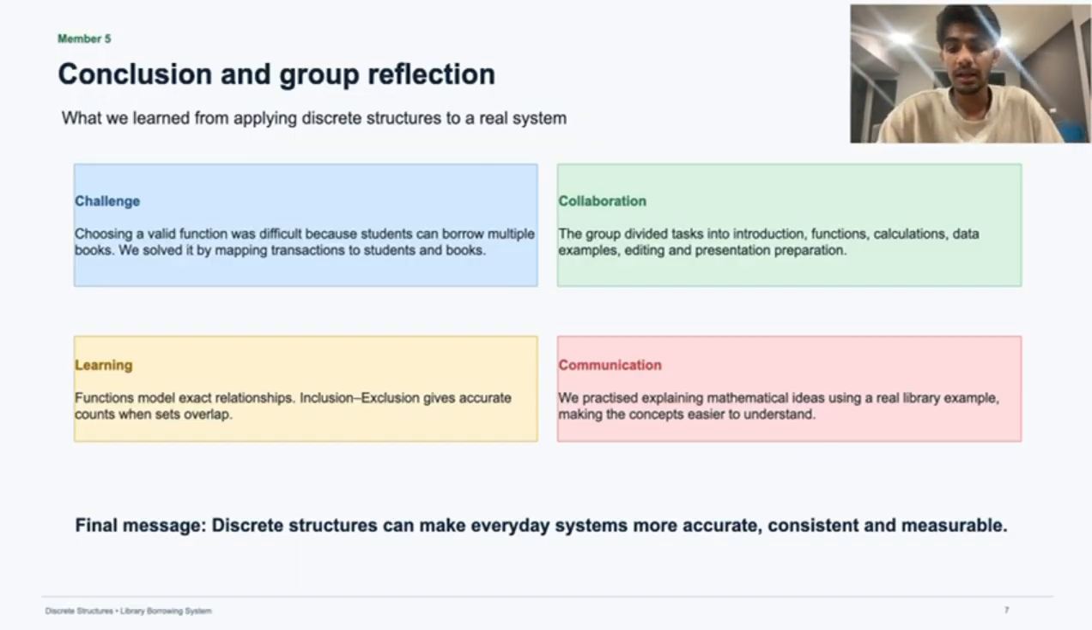In conclusion, our library borrowing system shows how functions and the inclusion-exclusion principle can be used to create accurate borrowing records and meaningful category-based analysis.